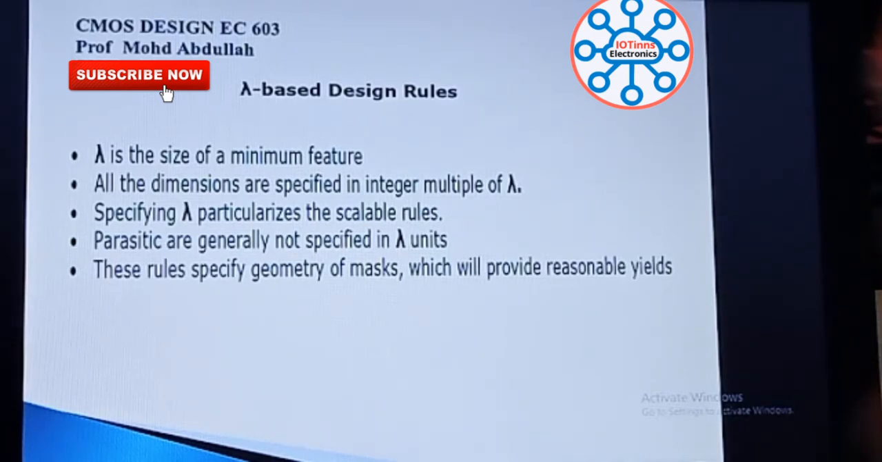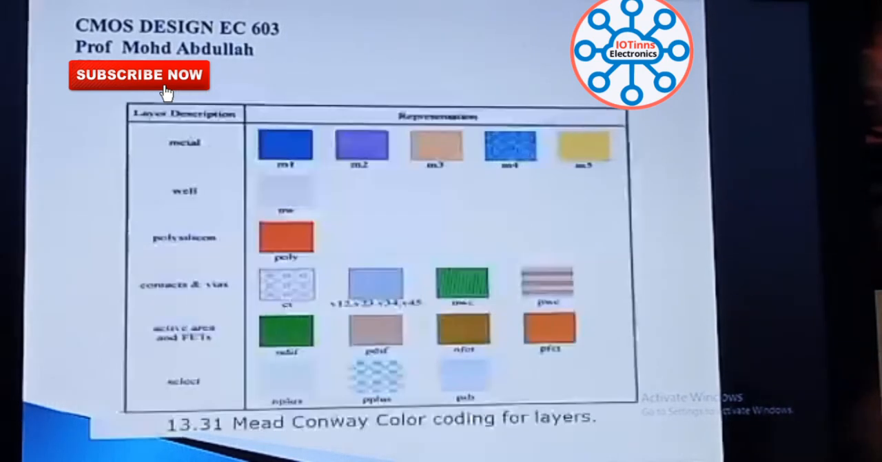Parasitics are generally not specified in lambda units. Parasitic means the capacitance effect. The parasitic capacitance effect is generated when you have a p region and n region close together; that cannot be calculated using lambda units. But these rules specify the geometry of the mask which will provide reasonable yields.